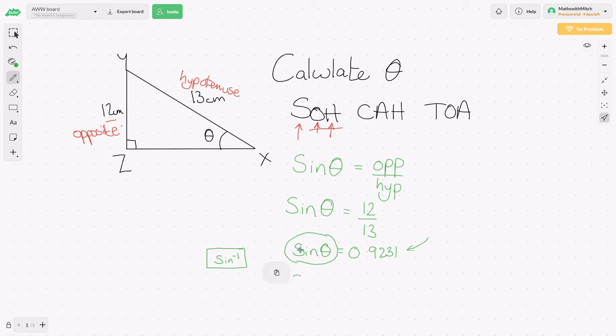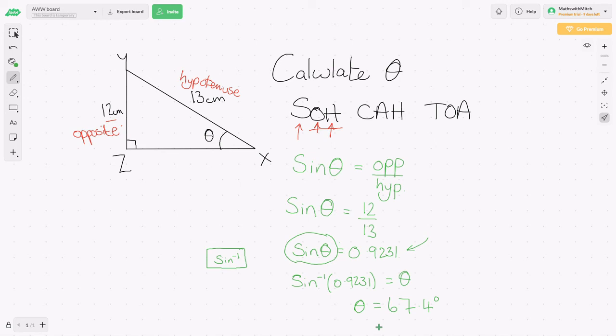So this time we can say sine -1 of 0.9231 equals angle theta. Therefore, angle theta equals 67.4 degrees. And that'll then be your answer.